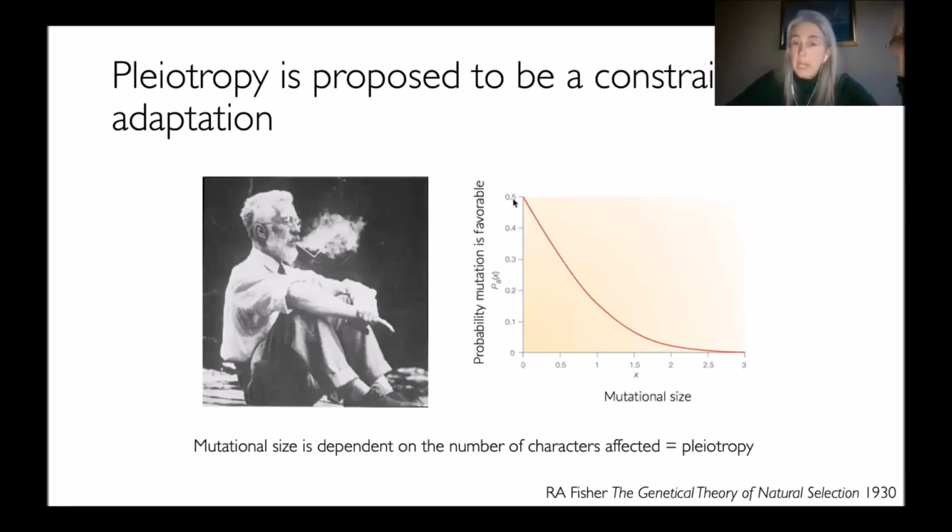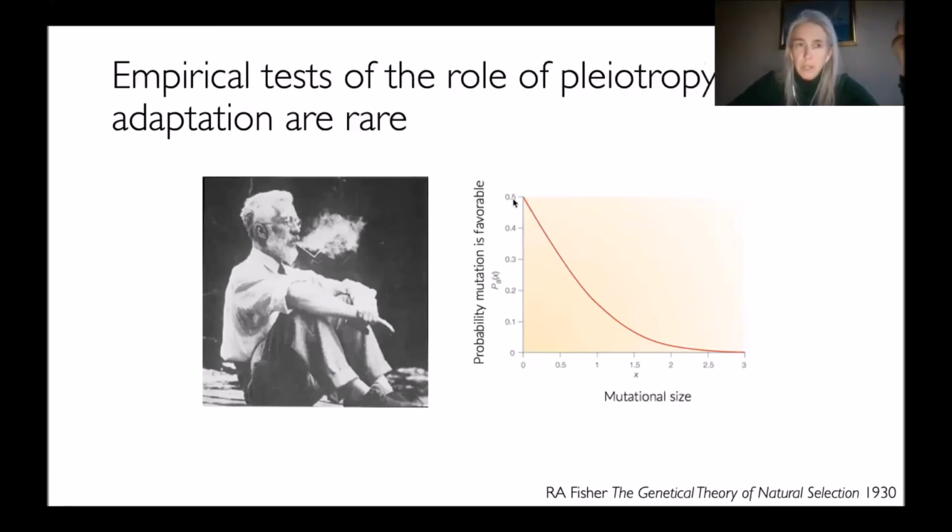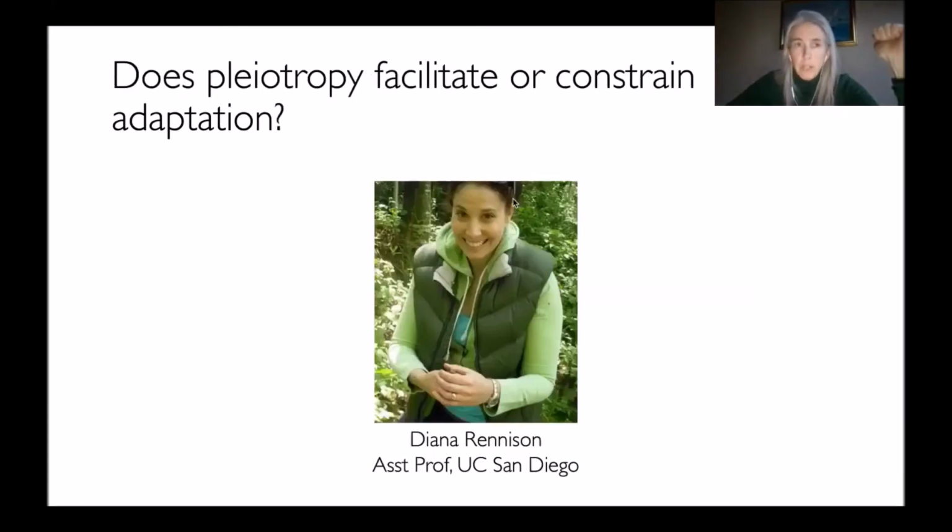Okay, but as Christian and I were discussing earlier, empirical tests of this are quite rare. So Diana Renison, when she was a postdoctoral fellow in my group, wanted to address this question on a genome-wide scale. Does pleiotropy facilitate or constrain adaptation? I should mention Diana is now an assistant professor at the University of California, San Diego, running her own group. So how did Diana set about trying to address this question?